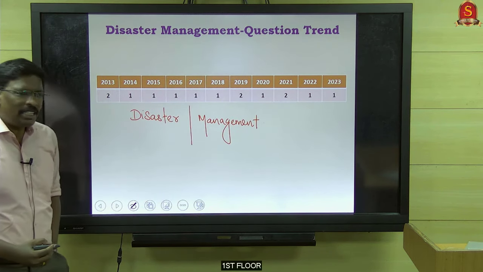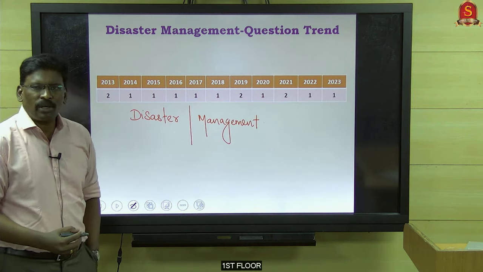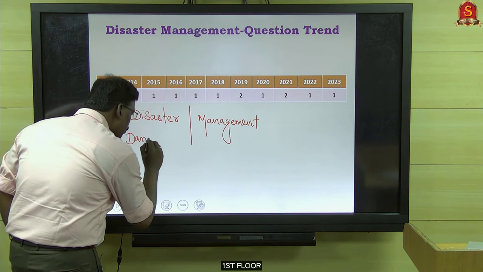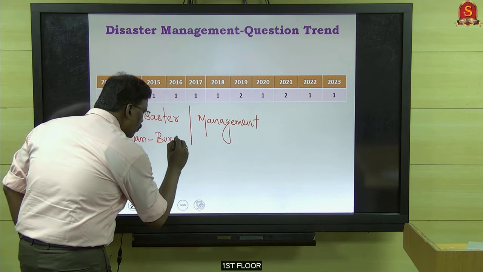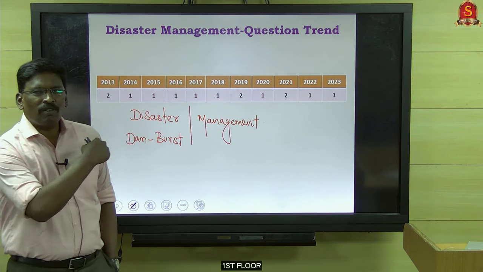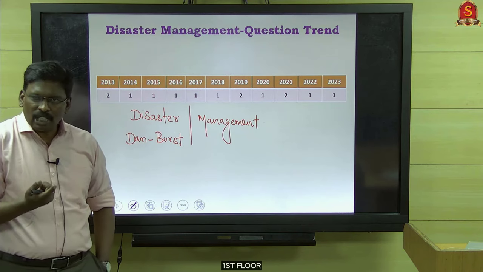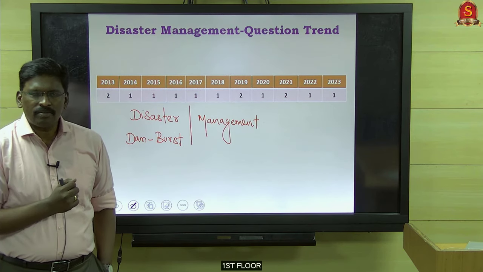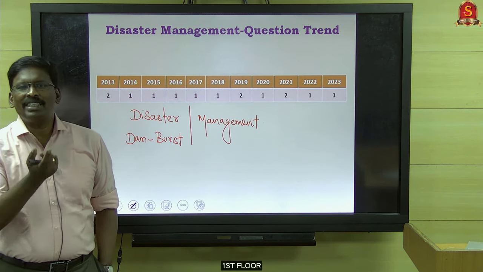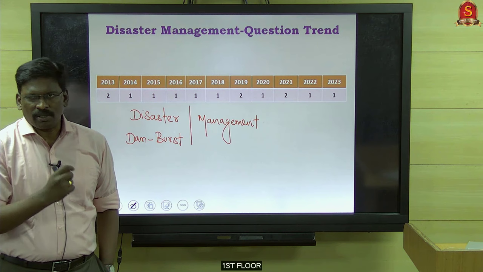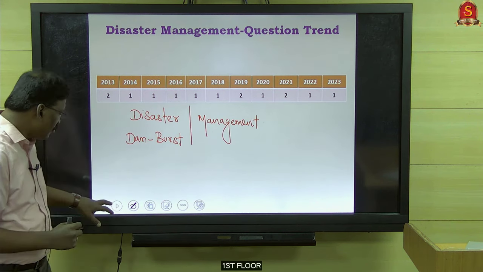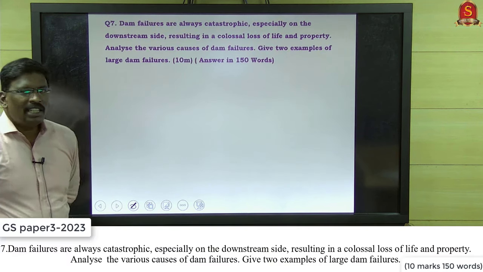This year, the UPSC has asked from the disaster area of dam burst. In previous years, the UPSC has asked questions from disaster areas like earthquake, landslide, urban flood, commonly flood. These types of areas they have touched. So this year it is dam burst. Okay. This is the question.